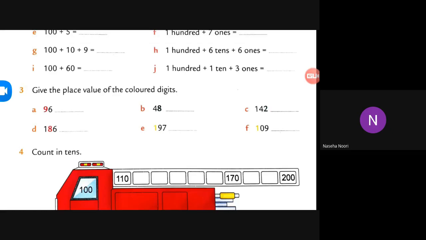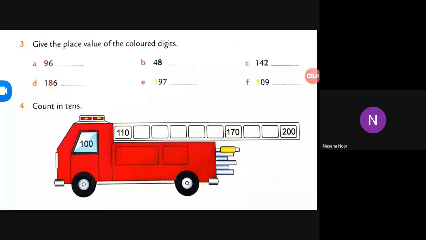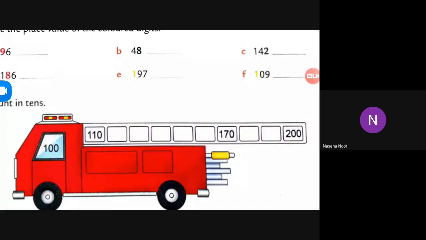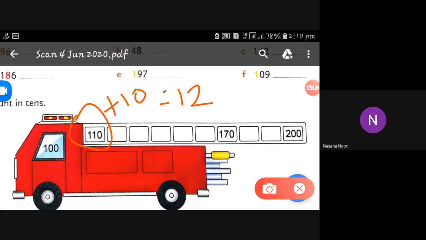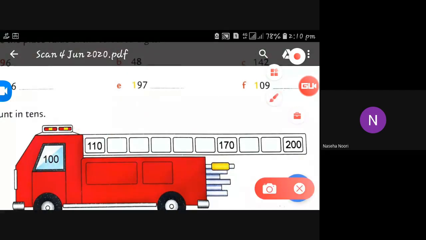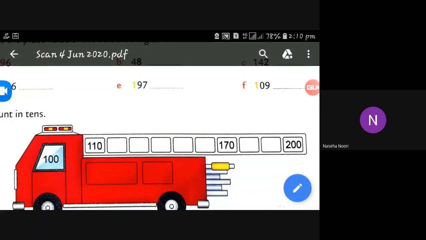See this? In the last lecture, we did this, the place value, and this is very easy. Now, you can see this red color. See, this is the counting in tens. So you have to add 10 to every number, and you will get the next number. See, 100, then you add 10 to it, and you will get 110. After 110 you add 10, so you will get 120. In the 120, you add 10, you will get 130. Understood this? So on. We did this in the previous lecture, so this is only the warm up.